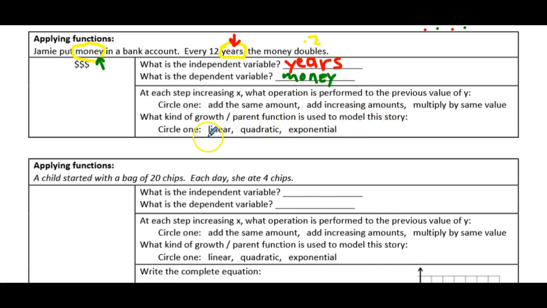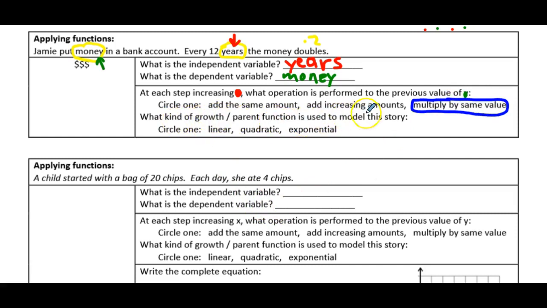And now we have to decide, with each step increasing x, x being years in this case, so that's our years, what operation is performed to the previous value of our money? So what do we do to the money value with each year? It says in this problem the money doubles, or times by 2. So we're going to multiply by the same value. So we're going to keep multiplying by 2.